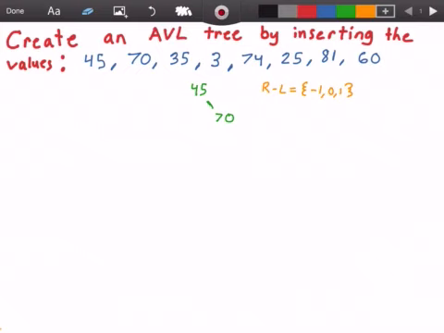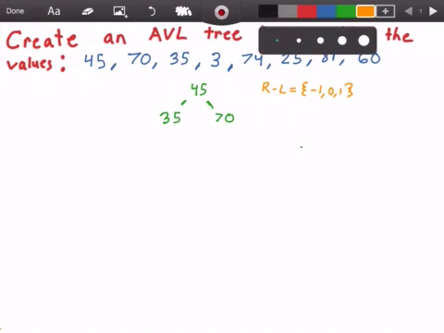Okay, so next we need to insert the value 35. 35 is less than 45, so it's going to go to the left of our node 45 here. And so we insert the value 35. Now, is our tree still balanced? Yes. So let's take a look at the balance factors.